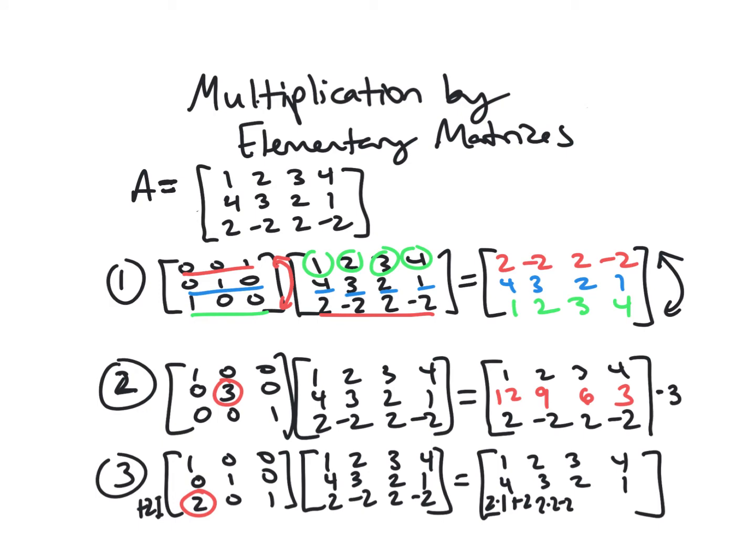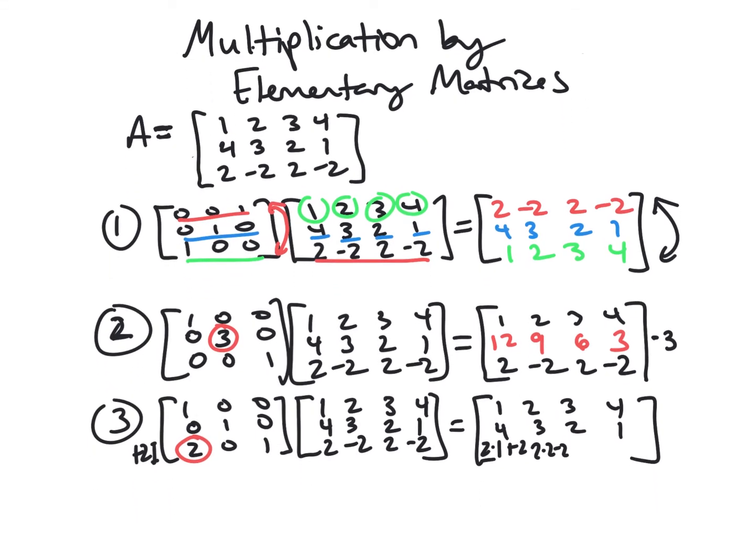And so on. And so what you're going to end up getting, I'll just write out the simplified, right? So 2 times 1 plus 2 is 4, 2 times 2 minus 2 is 2, 2 times 3 plus 2 is 8, and 2 times 4 minus 2 is 6. And so this is exactly plus 2 times row 1.